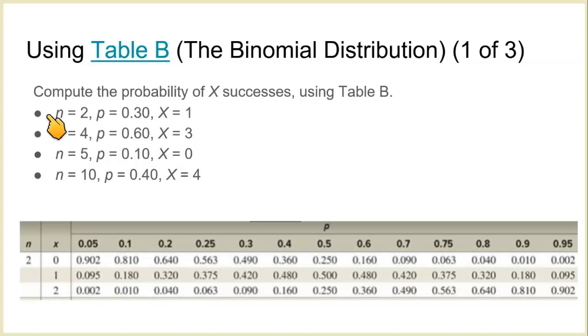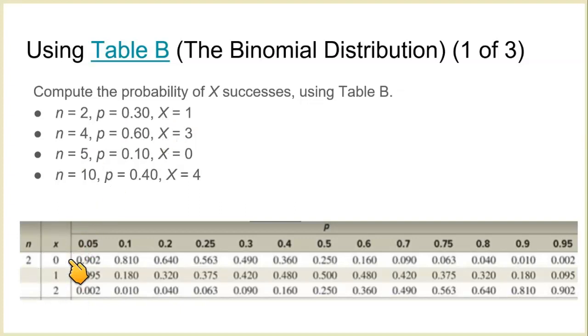This first example wants to know: compute the probability of 1 success out of 2 trials if the probability of a success is 30%. So there's a 30% chance of having a successful outcome. What we would like to calculate, in an event that has 2 trials, is the likelihood of there being 1 success out of those 2 trials.